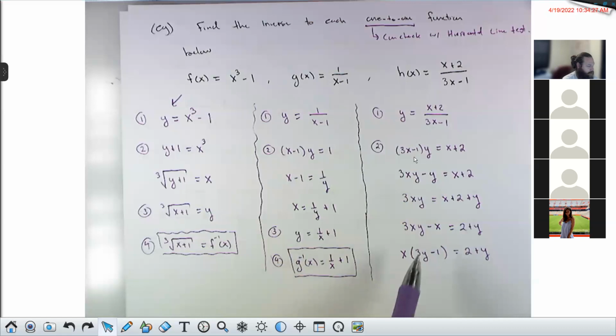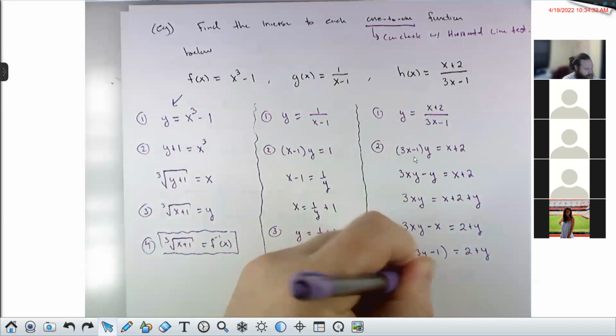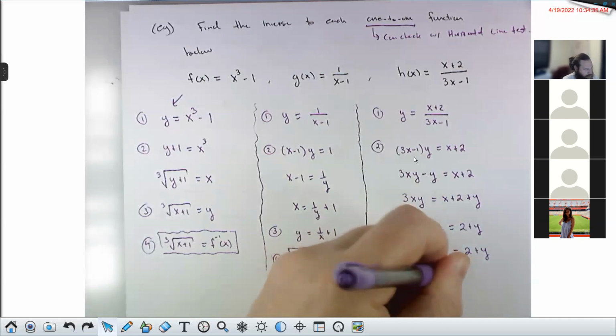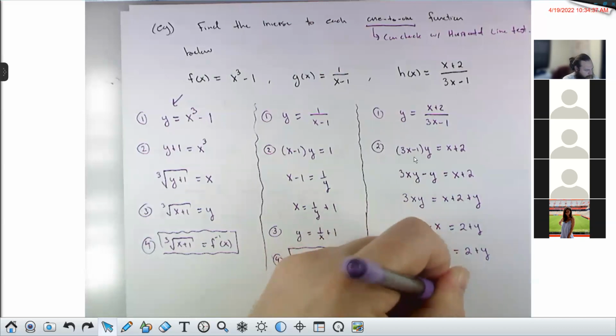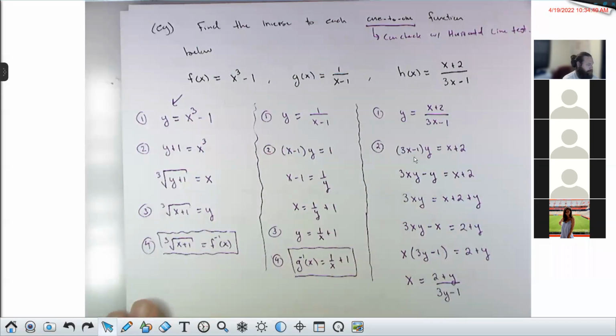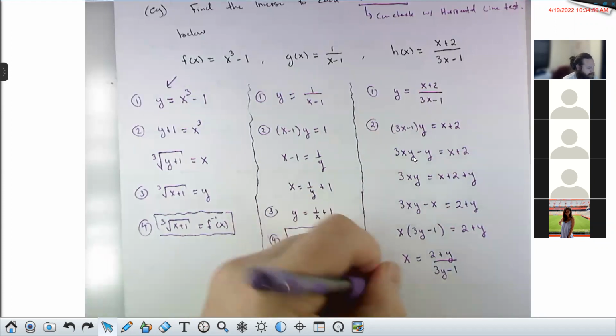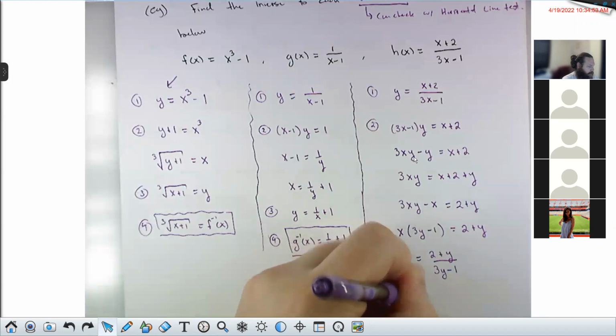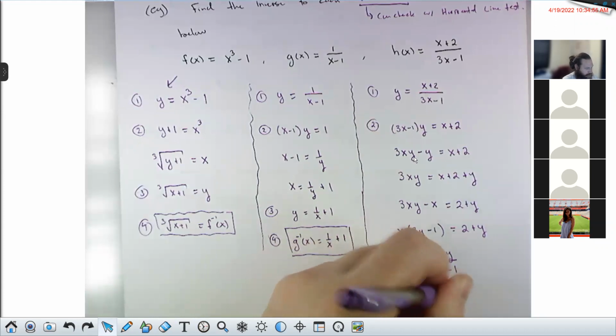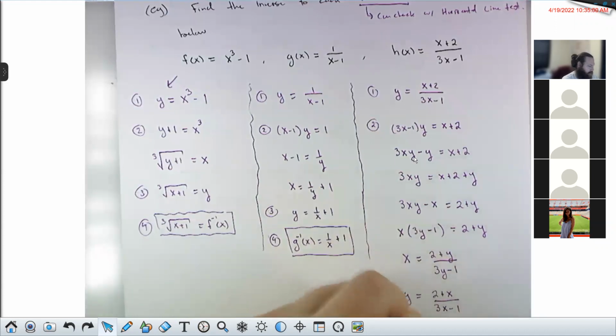Now, finally, I'm trying to get x alone. I've got x times some complicated expression. So let's divide by it. And I get x equals (2 plus y) over (3y minus 1). Oh, and totally on accident, I've conjured a function that is its own inverse. So lastly, we can swap x and y. And then finally, we can write h inverse for y.